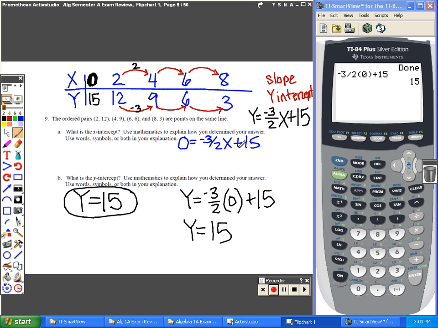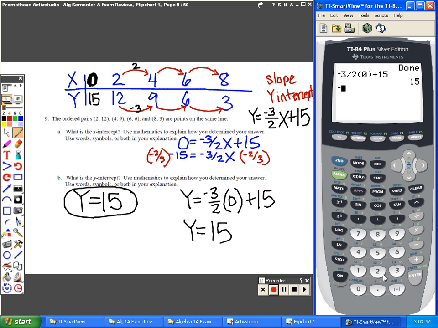Now, to solve this, the first thing you're going to do is subtract 15 from both sides. That gives you negative 15 on the left, and negative 3 halves x. To get rid of negative 3 halves, you multiply by the reciprocal, negative 2/3. And that gives you an answer of 10. So 10 is equal to my x-intercept.